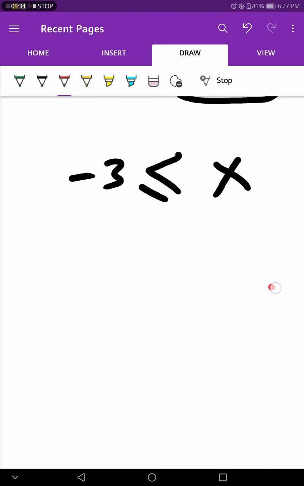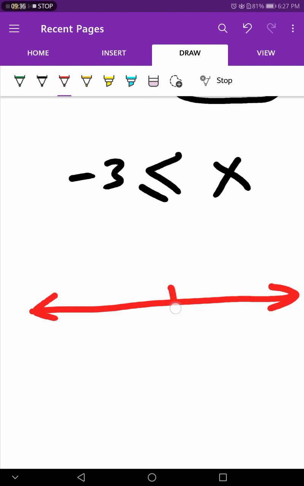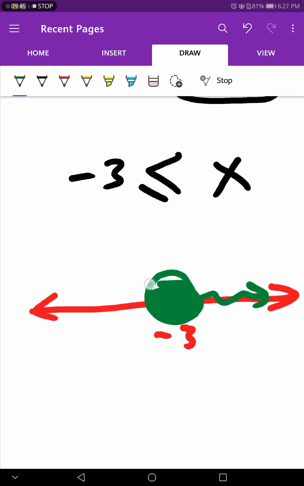Now I draw the number line. The negative 3 will be here. I will circle the negative 3, and greater means to the right. And I fill it because of this. So all the numbers to the right of negative 3, or greater than negative 3, will be the solution.